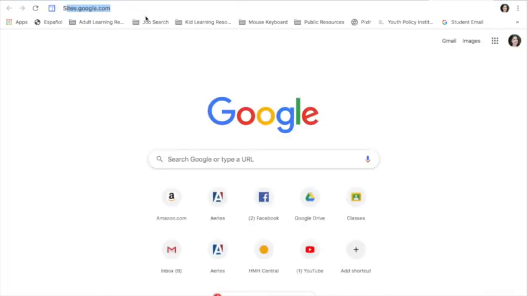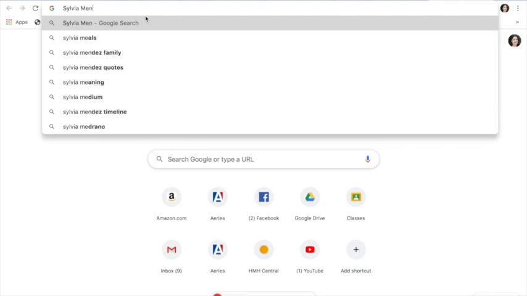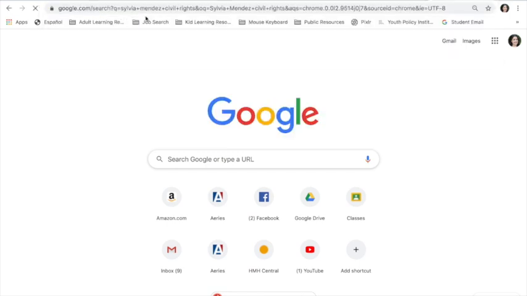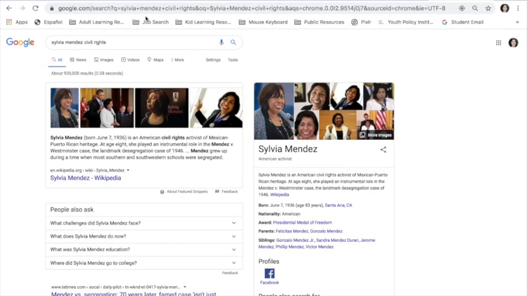So I'll just start with like a simple Google search. Sylvia Mendez. And I'm not just going to put Sylvia Mendez because that's probably a pretty common name. So I'm going to type in Sylvia Mendez, civil rights, to make sure that I get the right Sylvia Mendez.